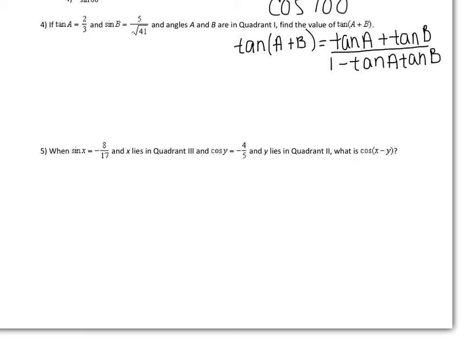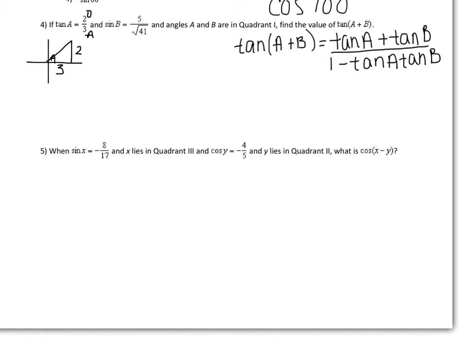So we need to find clearly tan a and tan b in order to make this happen. If we look at the given information in the problem, we only have tangent of a. And they give us something about b, but we're going to need to do some solving to find what tangent of b is. So let's draw some pictures. So for tangent of a, let's just draw a picture. It says that they're in quadrant 1. So draw a picture, put a here. Remember, tangent is opposite over adjacent, so TOA. So 2 over 3. So that's a.